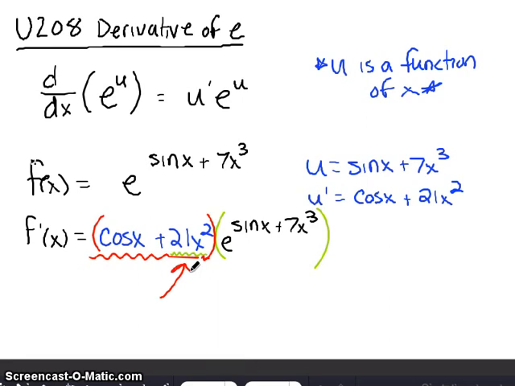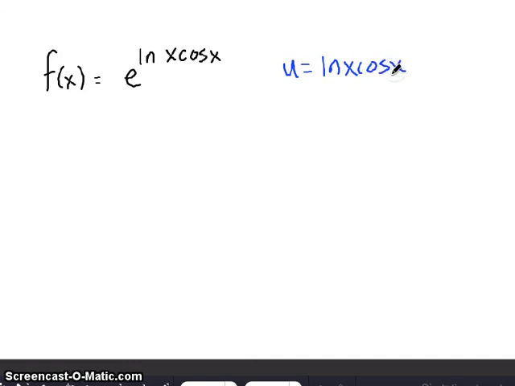I want to look at one more example, and it's similar to the last one we did with natural log. It's a way that AP can be sneaky. If we have something like e to the natural log of x cosine x, we could think about it and say, alright, u is the natural log of x cosine x, and then we could try to figure out what u prime is from there.